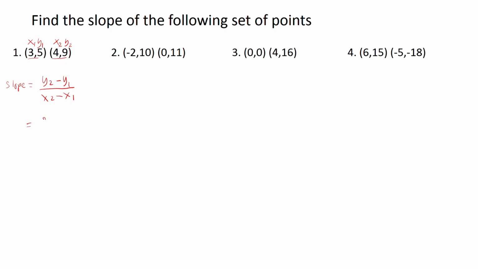Let's continue. Now, using our formula, what is the value of y sub 2? Our y sub 2 is 9. What's the value of our y sub 1? It's 5. All over, what is the value of our x sub 2? That is 4. And what is the value of our x sub 1? That is 3. Now, we just have to simplify. What's 9 minus 5? That is 4. And 4 minus 3 is obviously 1. The final answer should be 4. That is our slope.